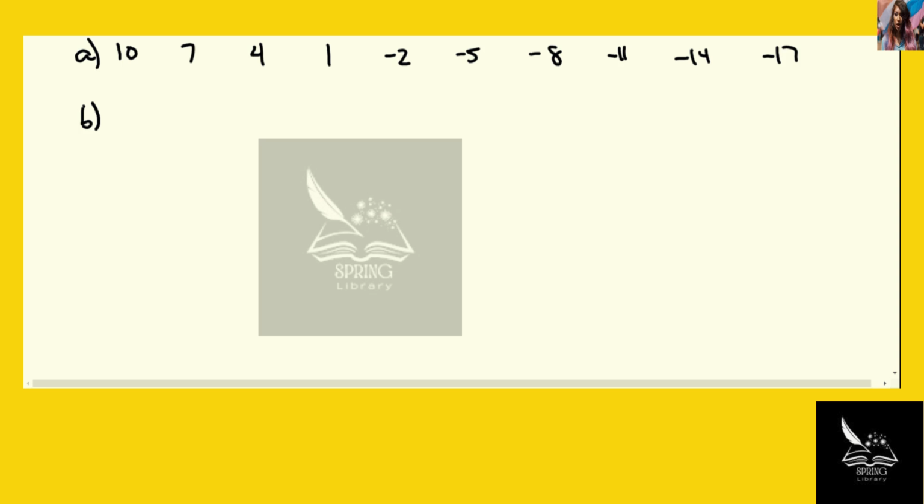Okay, how about B? The sequence whose nth term is the sum of the first n positive integers. Well, the first one's easy. I'm just adding 1. Okay, the second one, I'm going to add 1 and 2. For the third one, 1 plus 2 plus 3. Fourth term, 1 plus 2 plus 3 plus 4. So we're taking that last term and adding n to it.